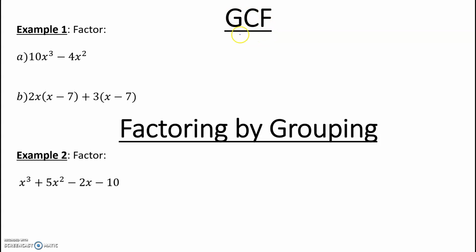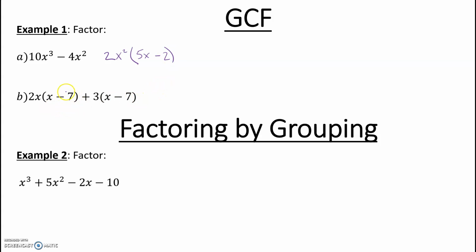So you always want to look for a GCF when you're factoring. So here, see what they're both divisible by. 10 and 4, both divisible by 2. X cubed and x squared, you can factor out an x squared. So we factored out that GCF, and then you see what you're left with. Divide by 2, we're left with 5x. Divide by 2x squared, we're left with minus 2.